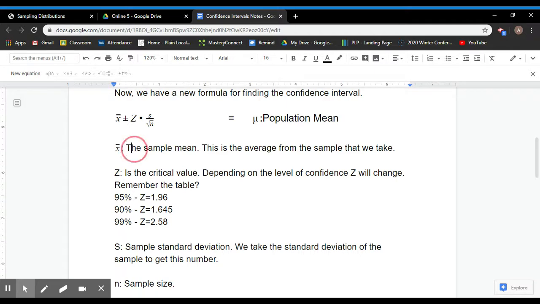So what do all these different variables mean? X bar is the sample mean. We're still going to be given a sample and numbers on the sample, and then we have to take the average of that, and that is x bar, the sample mean. It's just the average of the sample.